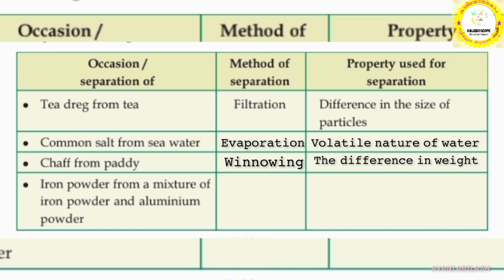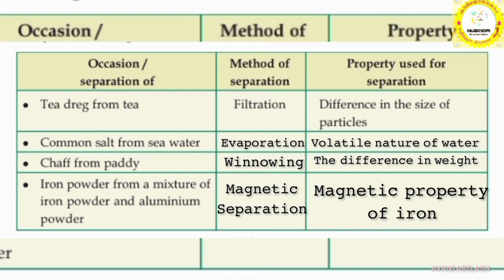And the last one is iron powder from a mixture of iron powder and aluminium powder. We all know that iron powder has a magnetic power, isn't it? Yeah. So the method of separation is magnetic separation. The property is, yes, magnetic property of iron.